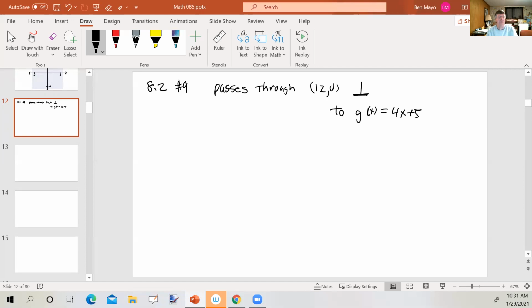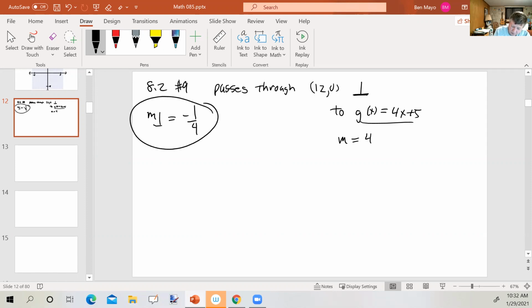I was looking at the student's answer earlier, and I think the reason they got it wrong is they went with parallel lines. When lines are parallel, you use the same slope, but when they're perpendicular, you use negative reciprocals. So the slope of this line right here is 4. So the slope of the line that's perpendicular would be negative 1/4. So that's the slope we're going to use in combination with that point.